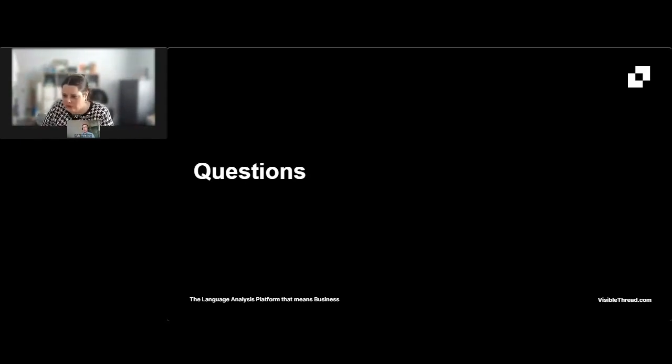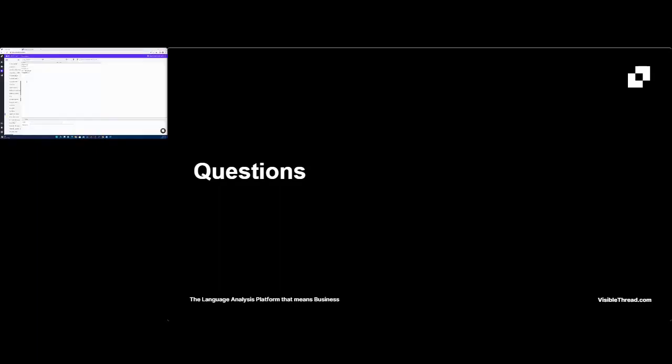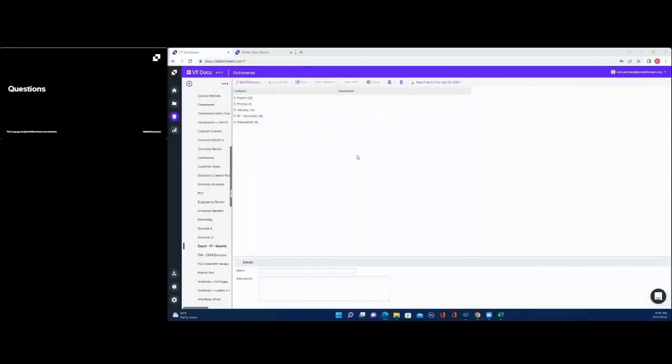And we're going back to dictionaries. And so to any existing VisibleThread users on the line, this is a great opportunity to engage with your customer success manager. So dictionaries are more than just flagging keywords. They can be used in this example to drive action. So I'm going to quickly show you the dictionary and then we'll use it in an example.